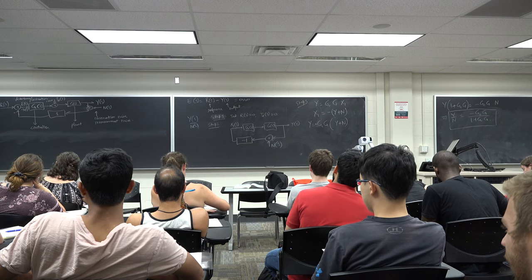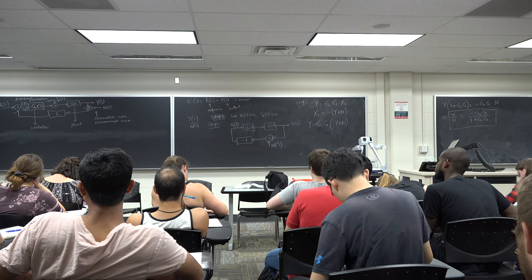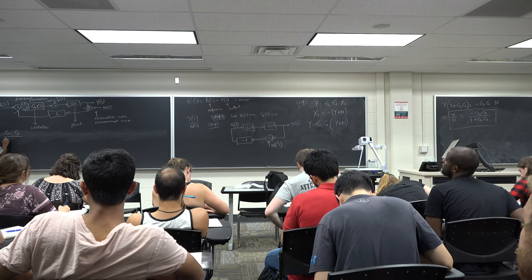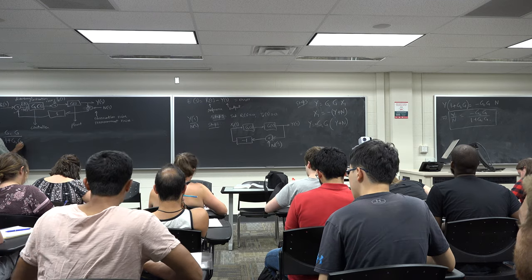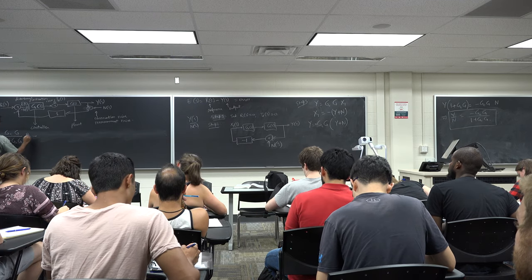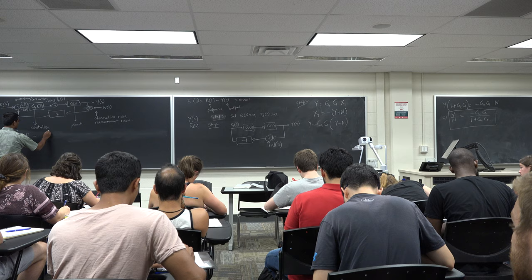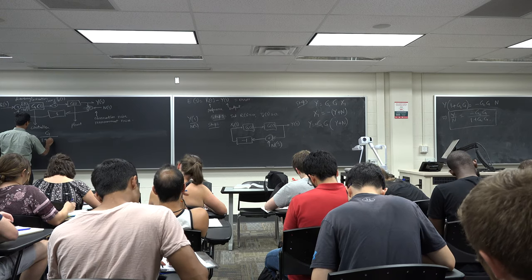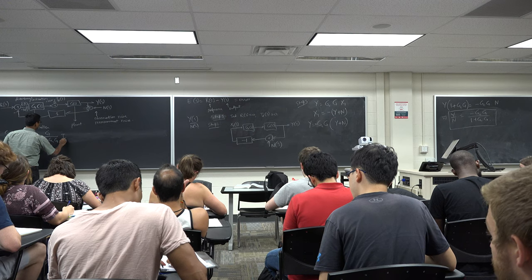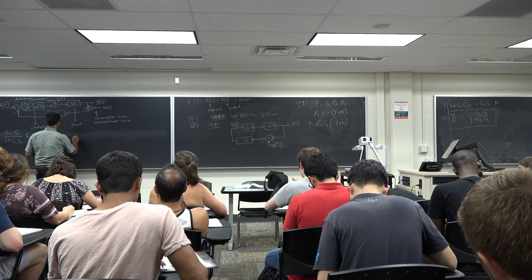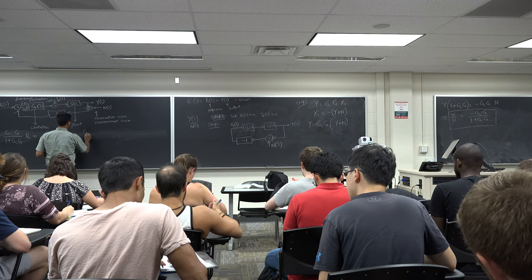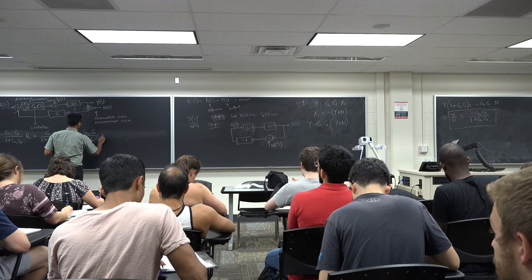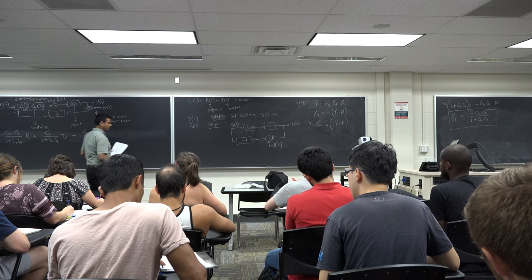So we have y of s is equal to GCG over 1 plus GCG multiplied by R, plus G over 1 plus GCG times TD, minus GCG over 1 plus GCG multiplied by N.